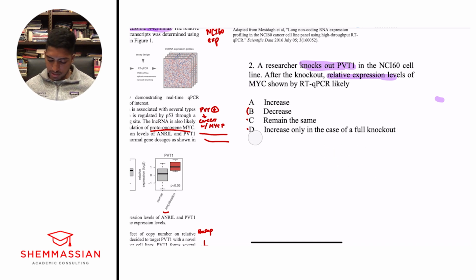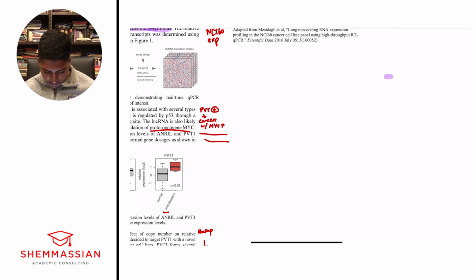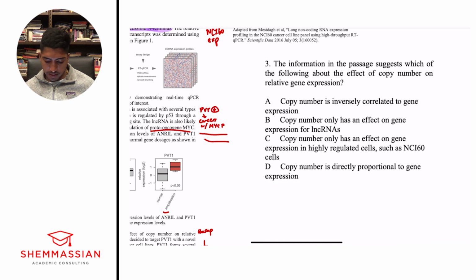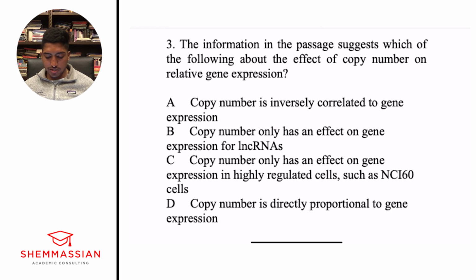All right, question number 3. The information in the passage suggests which of the following about the effect of copy number on relative gene expression? A, copy number is inversely correlated to gene expression. B, copy number only has an effect on gene expression for LNCRNAs. C, copy number only has an effect on gene expression in highly regulated cells, such as NCI60 cells. D, copy number is directly proportional to gene expression.